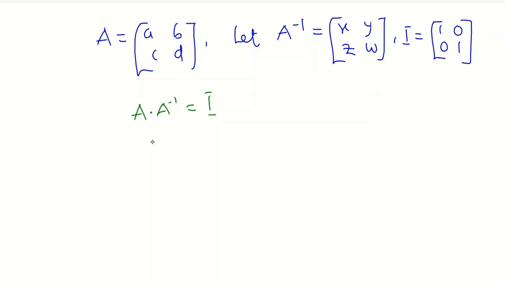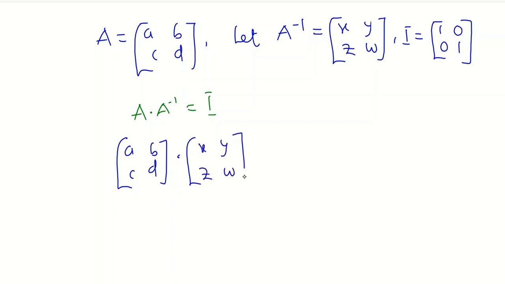And so when we substitute, we have the matrix A as [a, b; c, d] multiplied by A inverse, that is [x, y; z, w], and it is equal to the identity matrix [1, 0; 0, 1]. Now at this point, we are just going to multiply the two matrices, that is A and A inverse, and equate to the identity matrix.